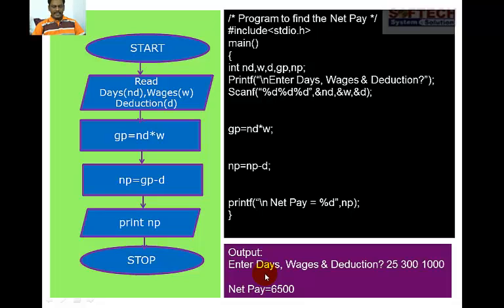So this is an example for sequence control statements. What is the meaning of a sequence control statement? It starts with the first statement, then executes the next, then ends with the last statement. It does not skip any statement. So it executes all one by one sequentially. That's why it is called a sequential control statement.